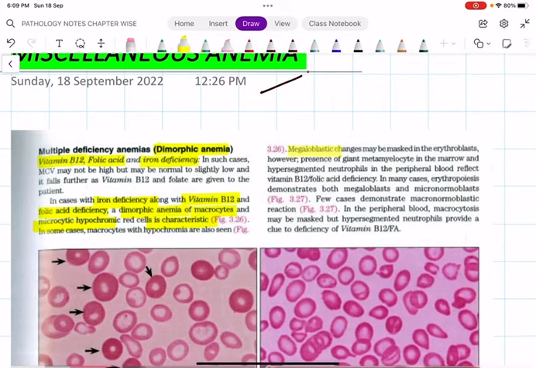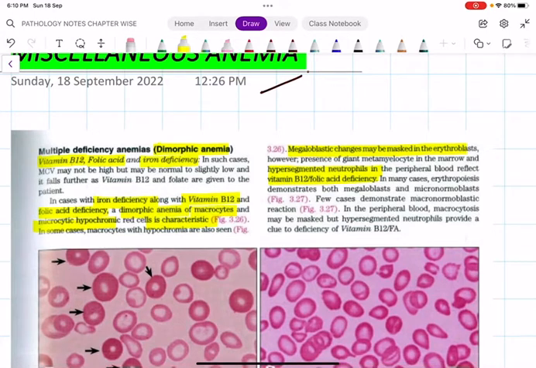In bone marrow, megaloblastic changes may be masked in the erythroblast because we are having iron deficiency as well as folic acid deficiency, so the megaloblastoid changes won't be that much present. In the peripheral blood, hypersegmented neutrophils will be present, which indicates vitamin B12 or folic acid deficiency.